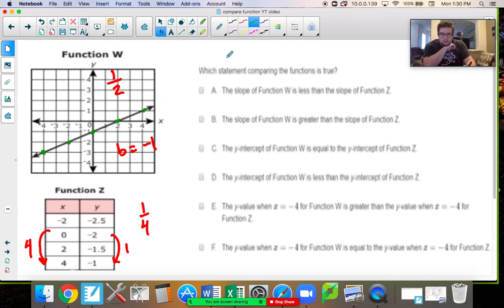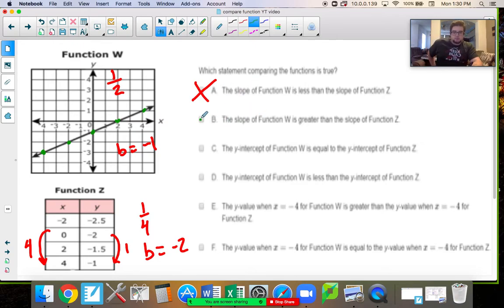And it started, excuse me, at -2. All right, so W is less than Z. That is not true. W is more than Z. 1/2 is greater than 1/4, so we know that's not true. The slope of W is greater than the slope of Z.